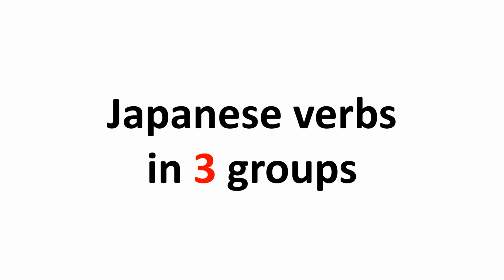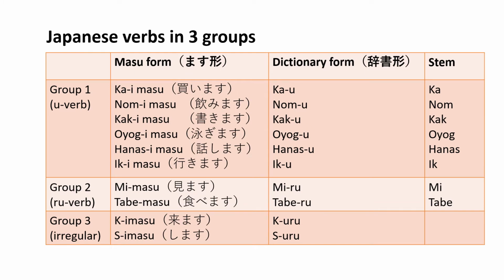Japanese verbs in 3 groups. There are thousands of Japanese verbs, but you can categorize all of them in 3 groups. Please look at this table. The first group is called Group 1 verb or U verb. Group 1 verbs are such as kaimasu, to buy, and its dictionary form is kau.